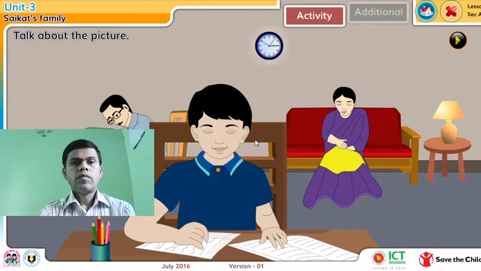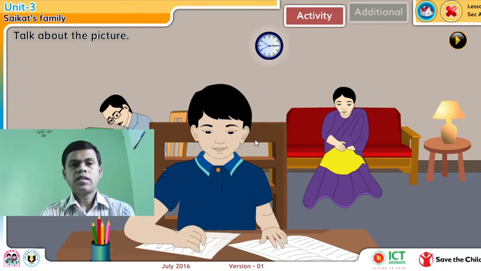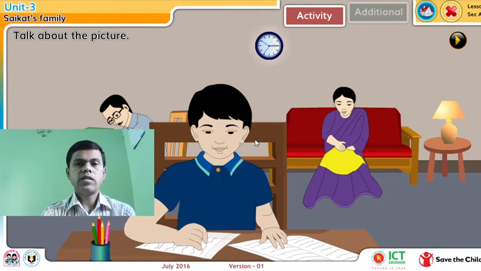Talk about the picture. What do you see in the picture? Can you guess? Yes. Maybe a student is reading or writing on his desk. And behind the student, who are they? Yes. Maybe his parents. On the right side, it may be his father. He is also reading a book. And on the left side, it may be his mother. She is sewing something.